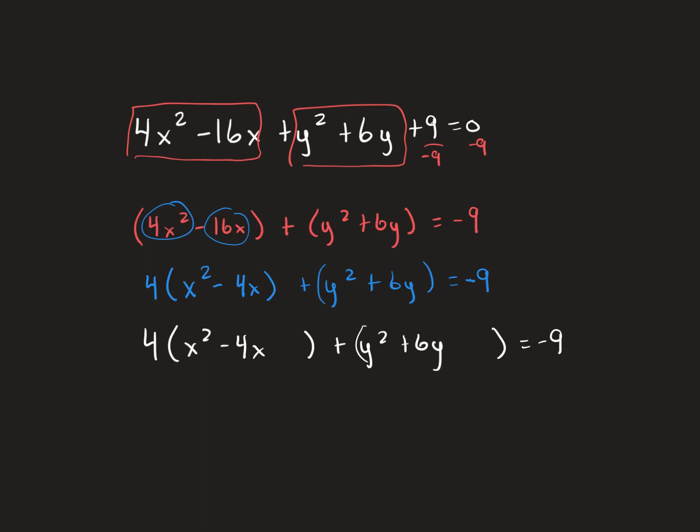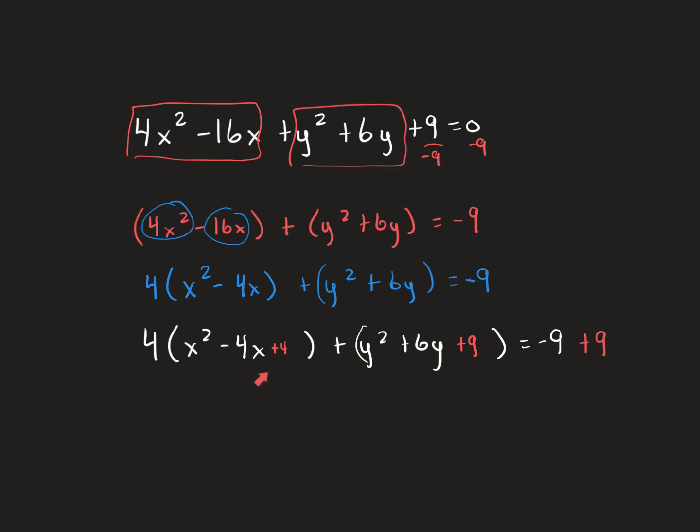And in that space, I'm going to put b over 2 squared. So b is negative 4. Negative 4 divided by 2 is negative 2. And negative 2 squared is plus 4. And on this one, b is 6. Divided by 2 is 3. And 3 squared is 9. Now, I added 9 on the left side, so I have to add it on the right.